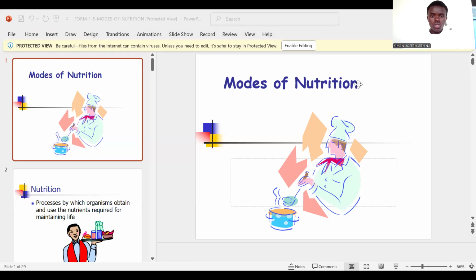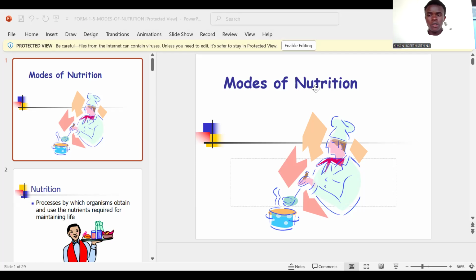So now today we are going to talk of a very interesting topic, and that's on nutrition, specifically on modes of nutrition. Now, before we even talk of the modes of nutrition, you have to know what nutrition is. So nutrition is the process by which living organisms acquire and utilize nutrients into the body metabolism.